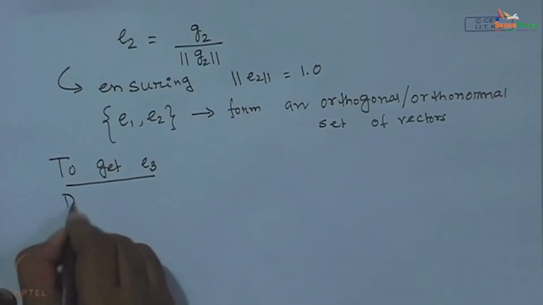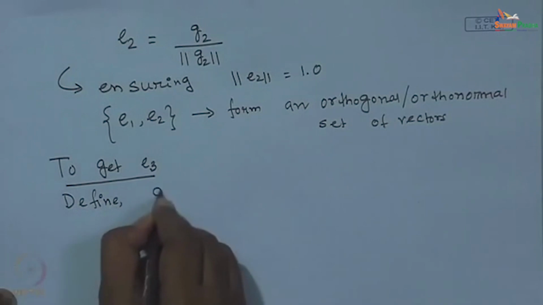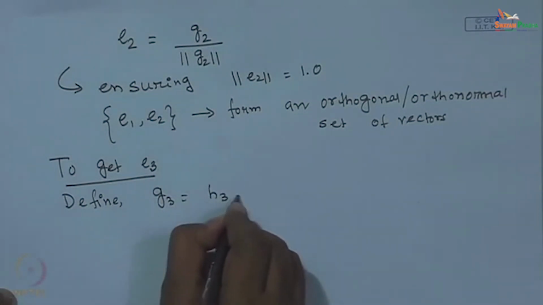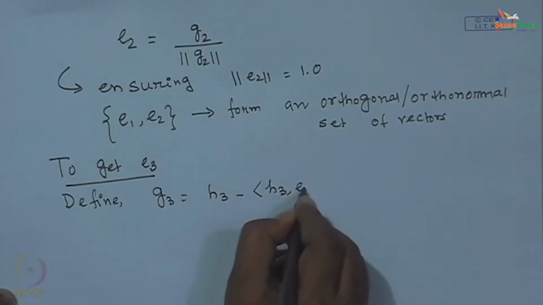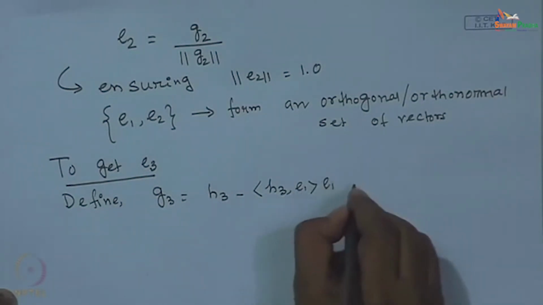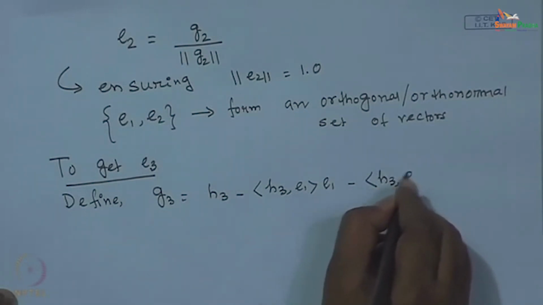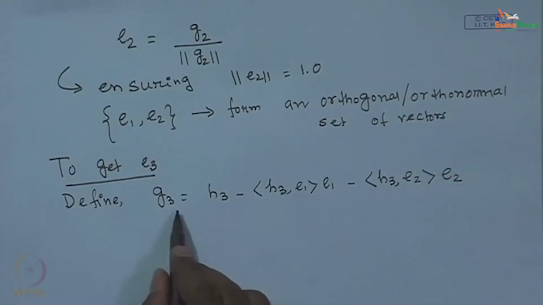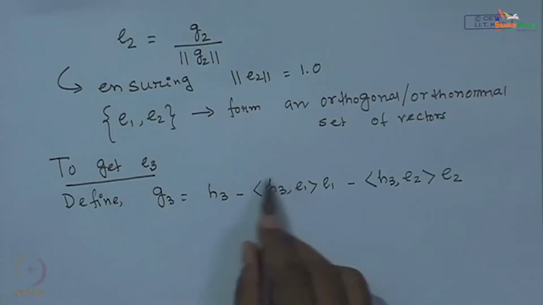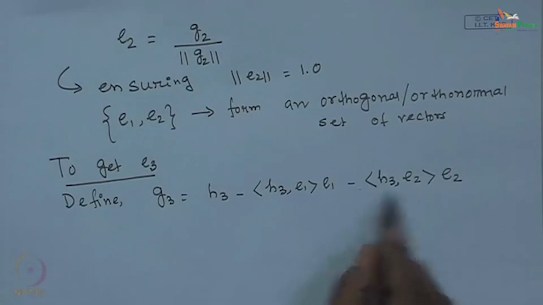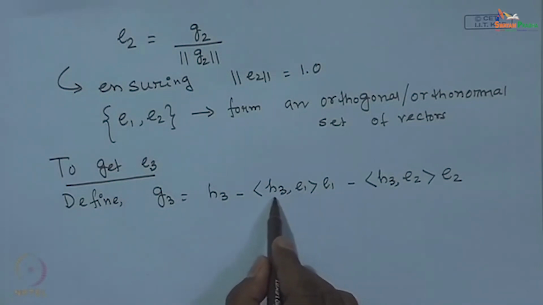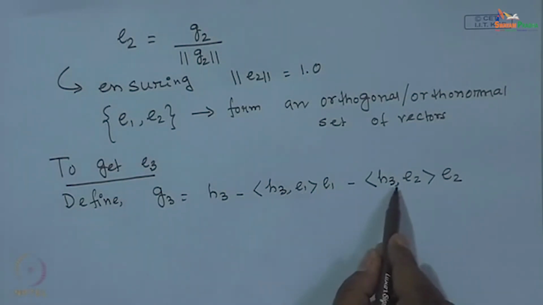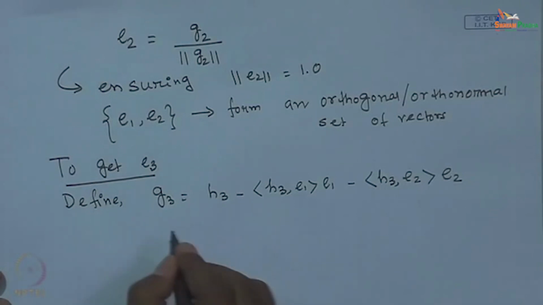For that, we define G3 as H3 minus inner product of H3 and E1 multiplied by E1, minus inner product of H3 and E2 multiplied by E2. We consider this vector G3 is equal to H3 minus a scalar multiplier with respect to E1 minus another scalar multiplier with respect to E2. But this multiplier is nothing but the inner product of H3 and E1, and this multiplier is nothing but inner product of H3 and E2. Now, we take the inner product of this equation.